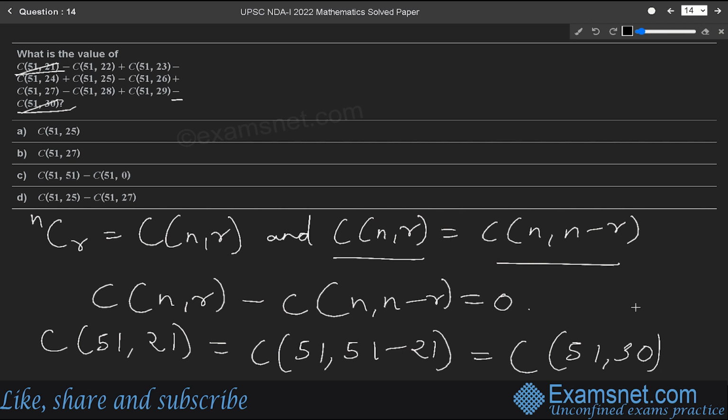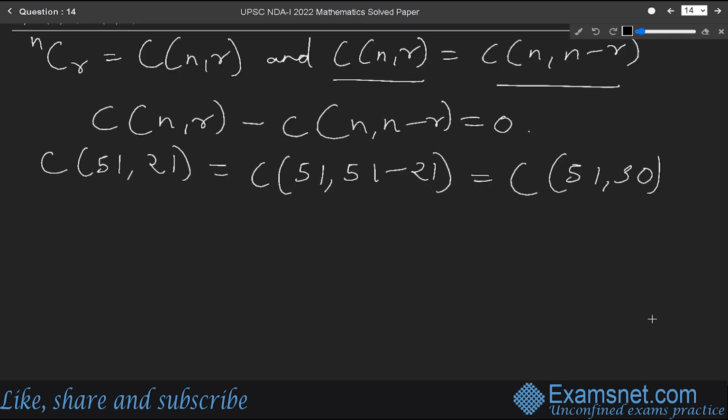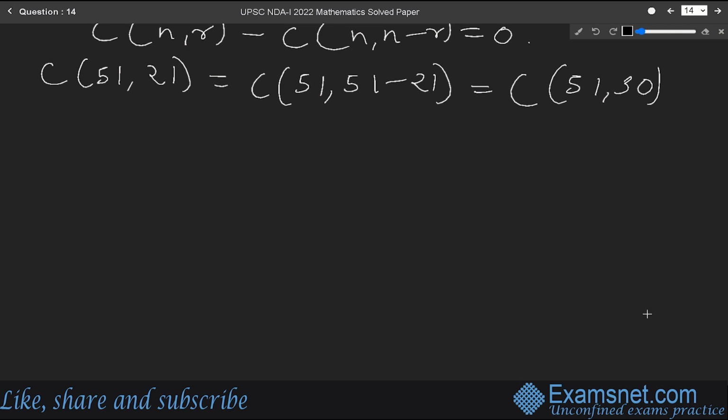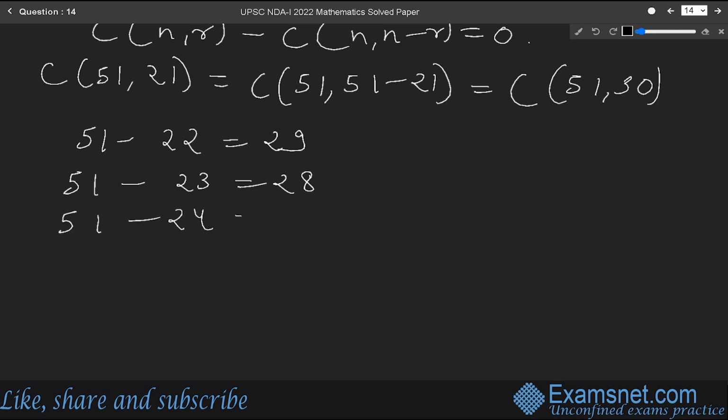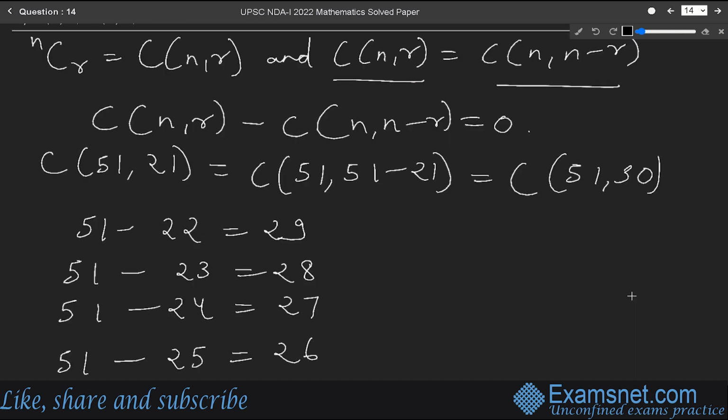Similarly, let us look at the other terms. 51 minus 22 is 29. 51 minus 23 is 28. 51 minus 24 is 27. 51 minus 25 is 26. So, like this, all the terms will cancel out.